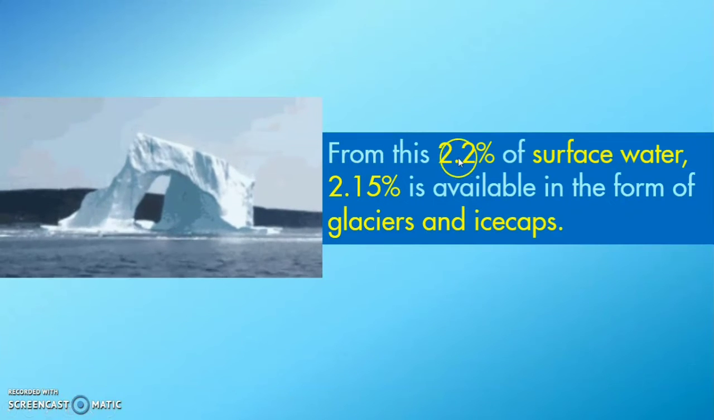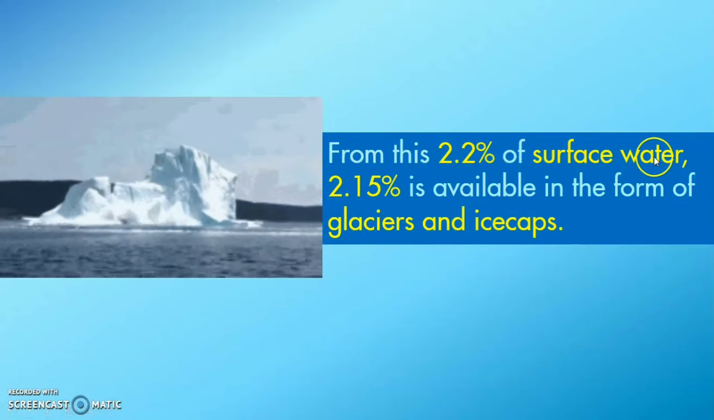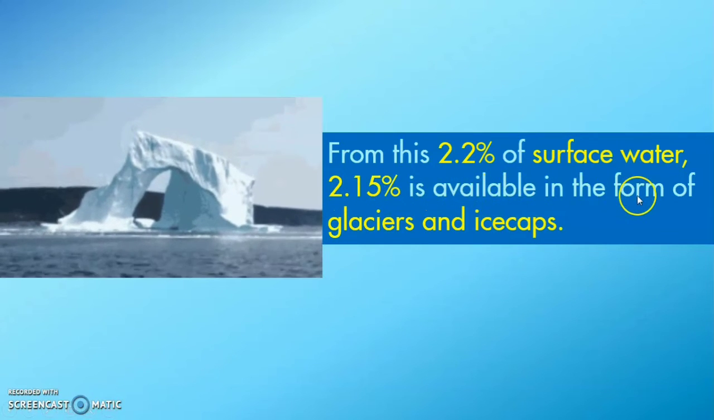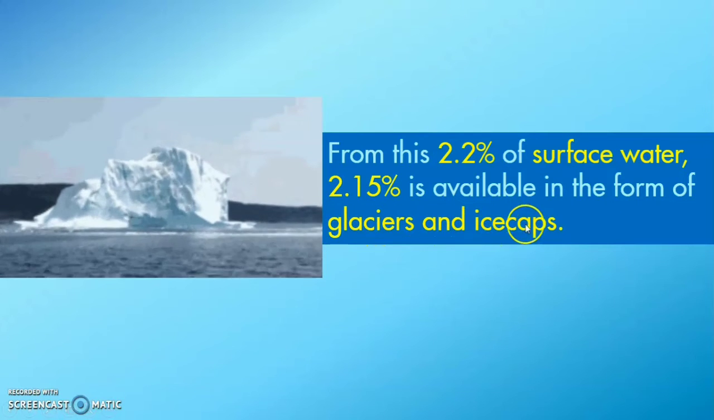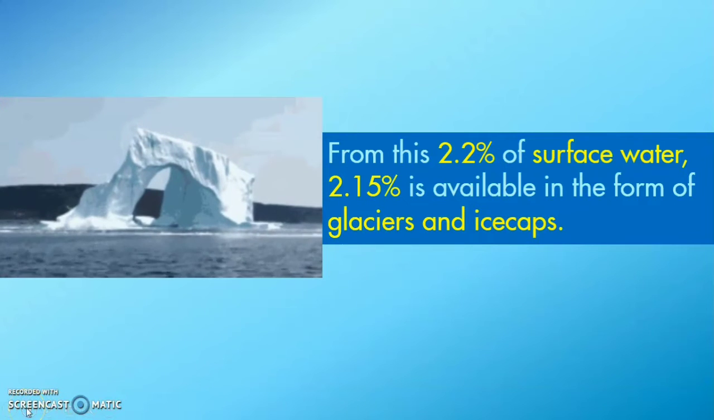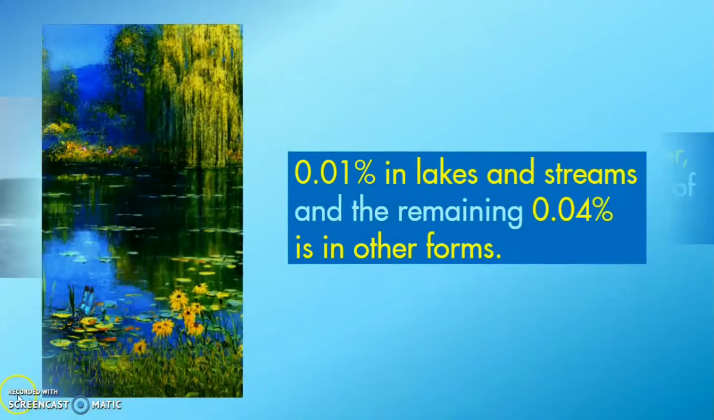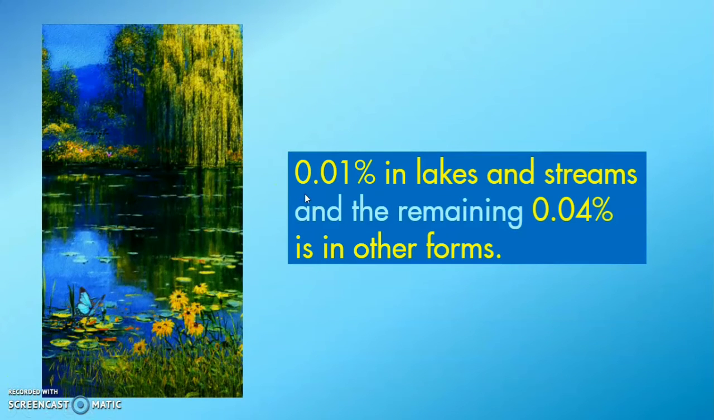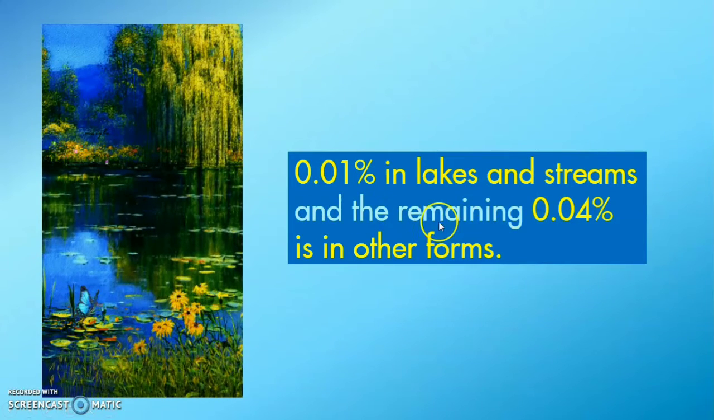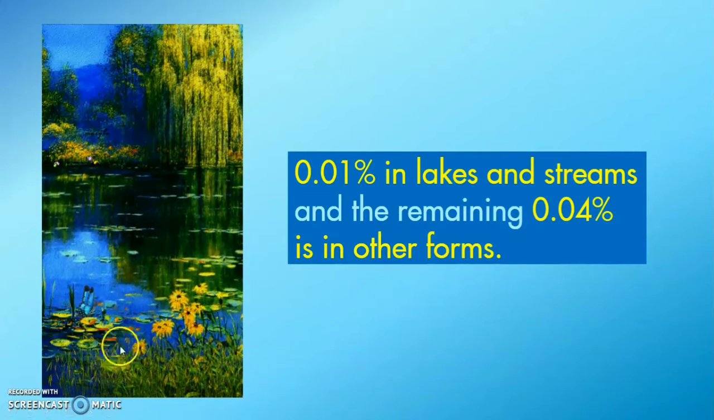Children, from this 2.2% of surface water, 2.15% is available in the form of glaciers and ice caps. Now, what are glaciers? Glaciers are huge masses of ice. Is it clear, children? Children, from the 2.2% of surface water available, 0.01% is found in lakes and streams and the remaining 0.04% is in other forms.